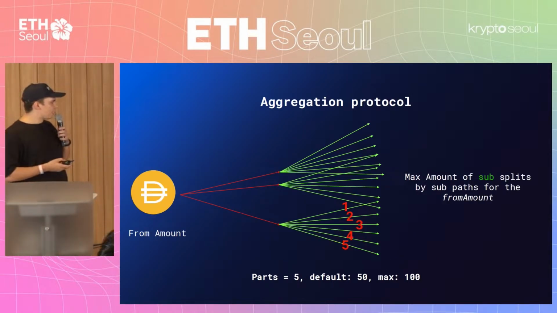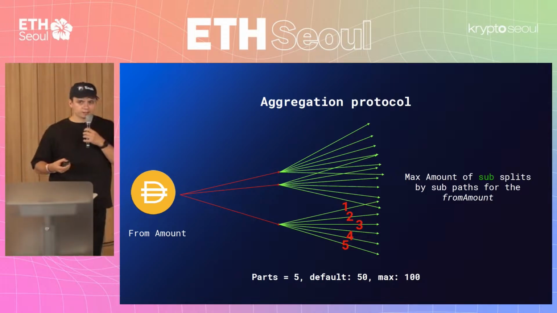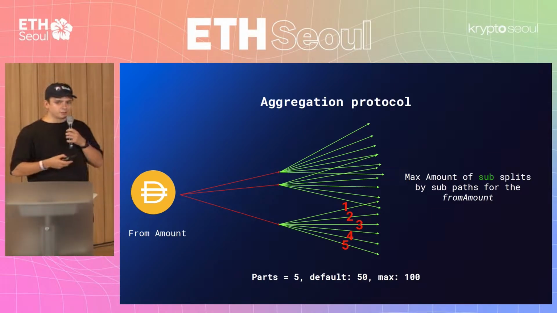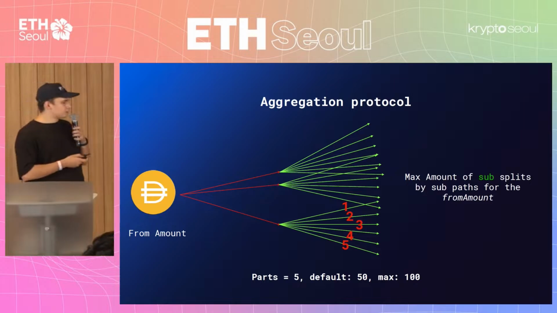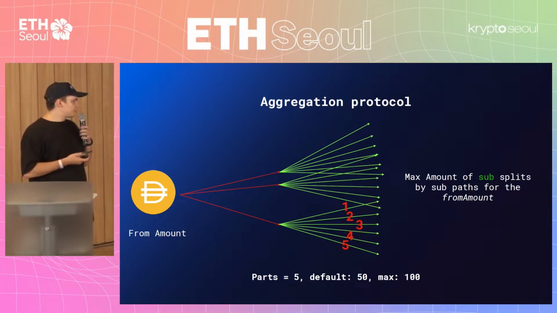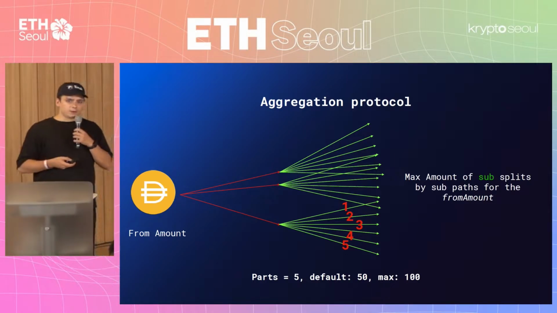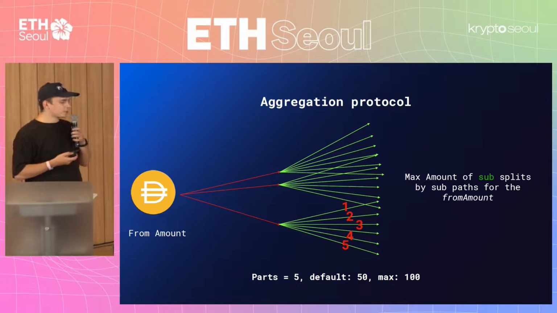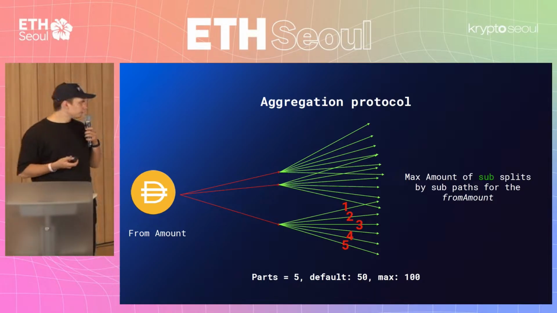We also have another parameter called parts. So we can split your subparts into other subparts during each swap, and you can also specify this parameter. By default, it's like 50, but sometimes you can specify it lower, so the response time will be much lower and faster.